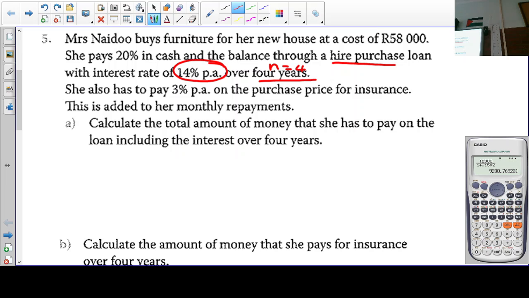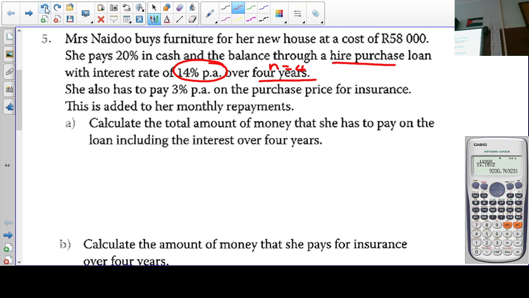She also paid 3% per annum on the purchase price. 3% per annum on the purchase price. That's the purchase price. Did you see that, people? 3% per annum on the purchase price for insurance. The question says this is added to a monthly payment. So after working out the monthly payment, 3% will be added to that for insurance per month. Okay?